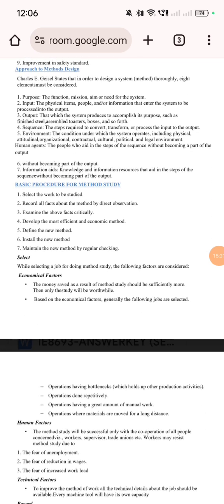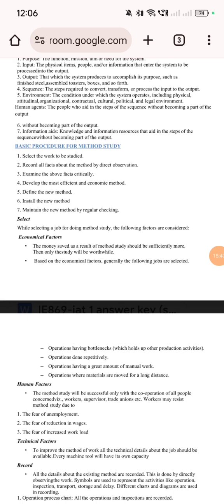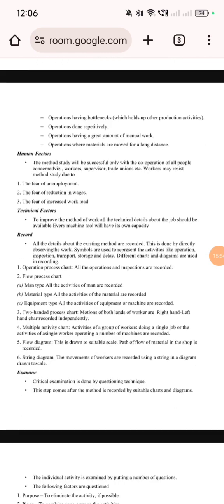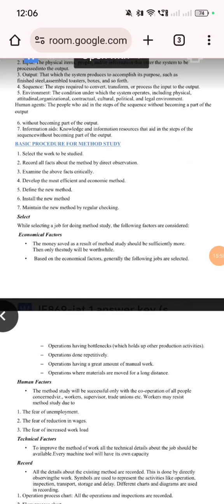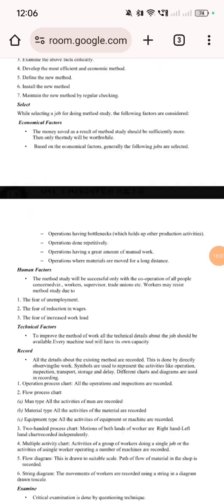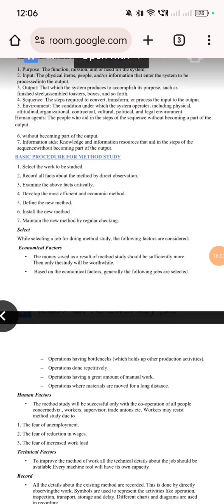Basic procedure of the method study. The first one, select the work to be studied, then record all relevant facts about the method by direct observation, examine the above facts critically, develop the most efficient and economic method, then define the new method and install it, maintain the new method by regular checking. This is the basic procedure of the method study. It is defined in the soft copy material.